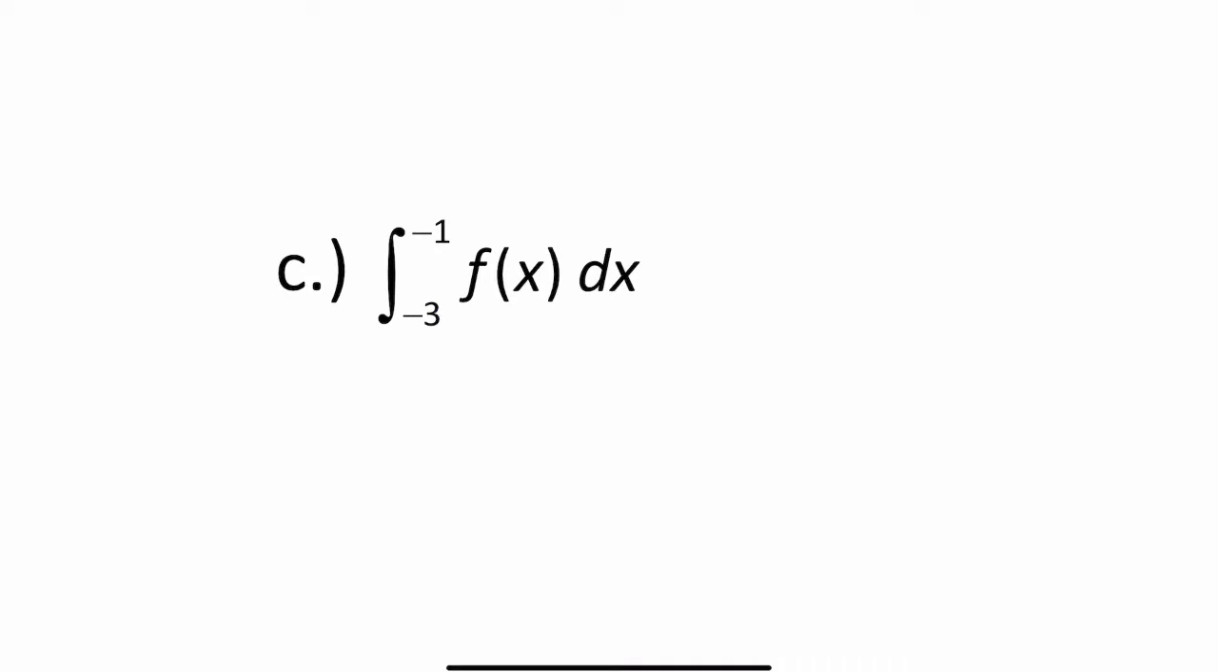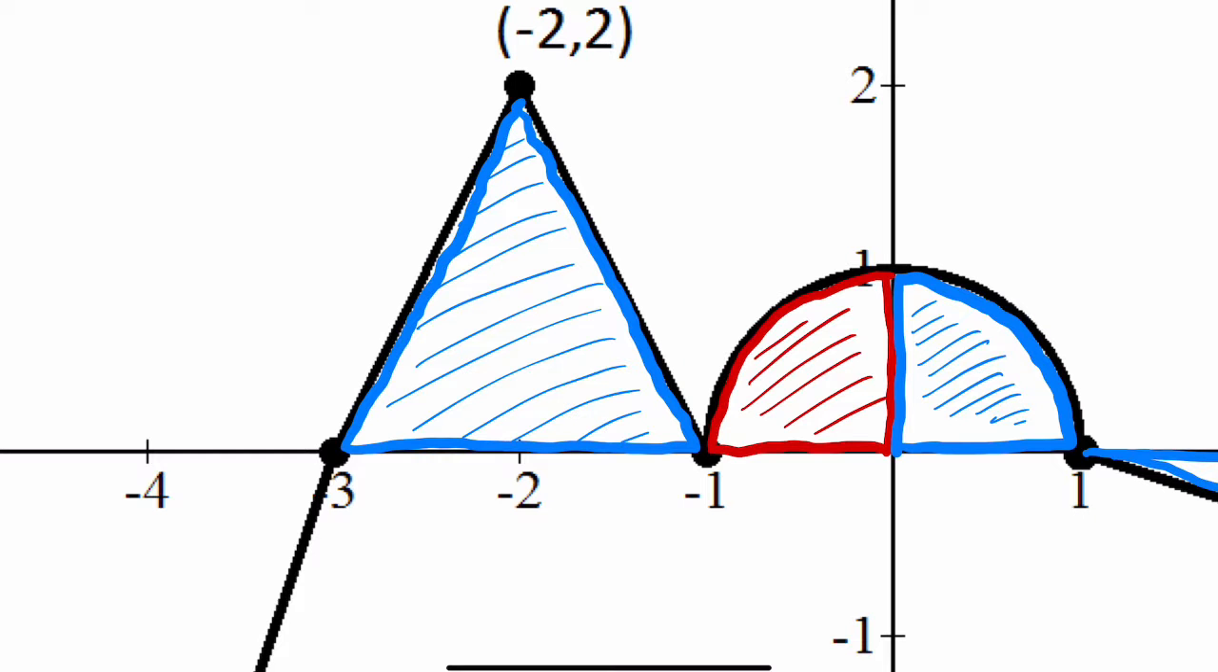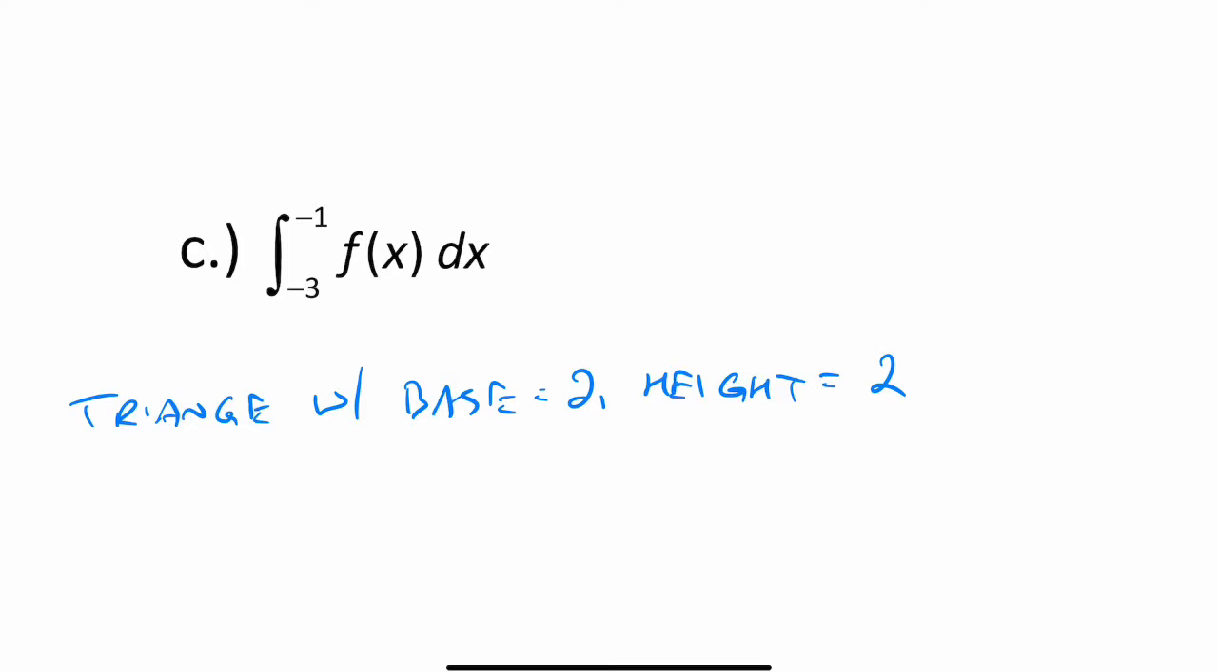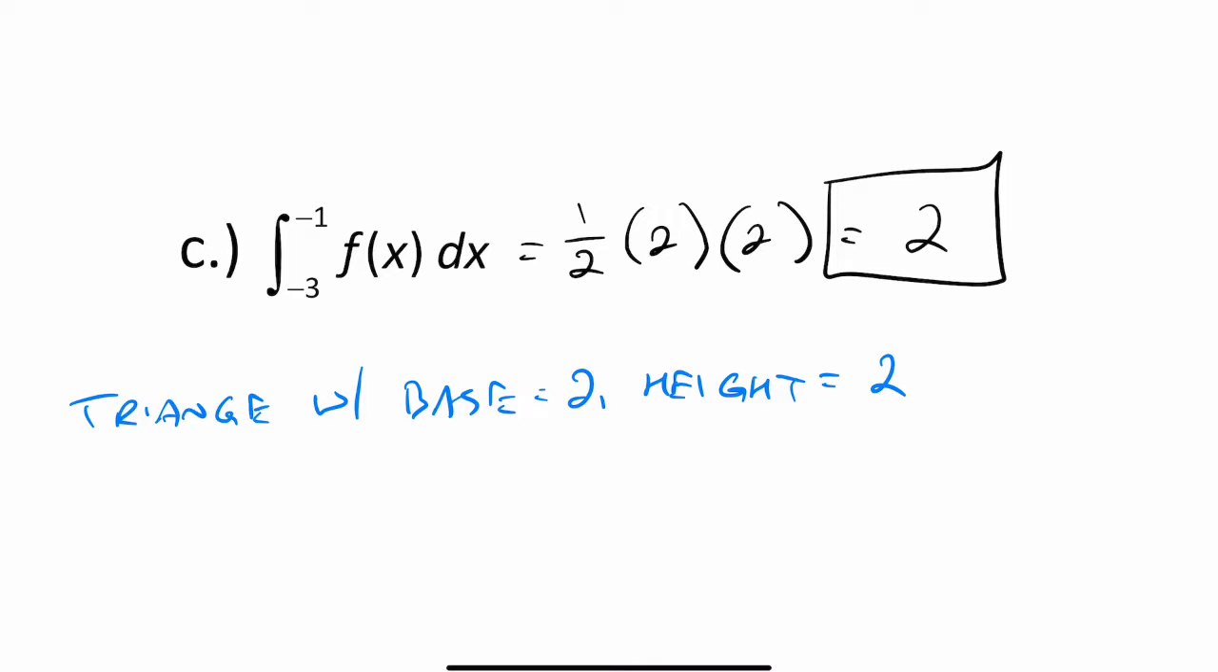Part C, the integral from -3 to -1 of f of x dx. Between -3 and -1, the area under the curve is a triangle. This triangle has a base of 2 and a height of 2. So we need to find the area of a triangle with base equals 2 and height equals 2. That would give us 1/2 times 2 times 2, which is equal to 2.